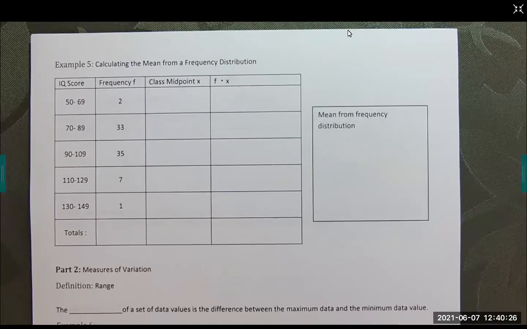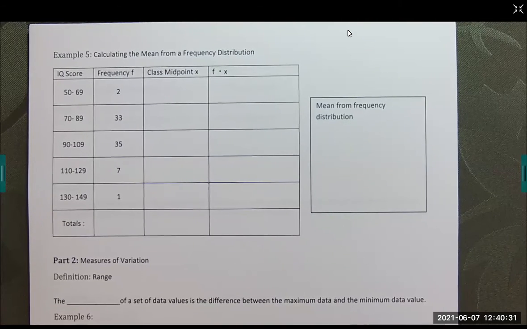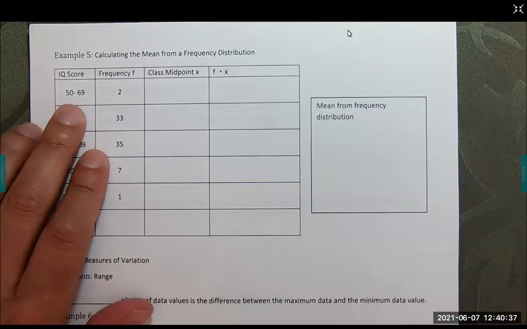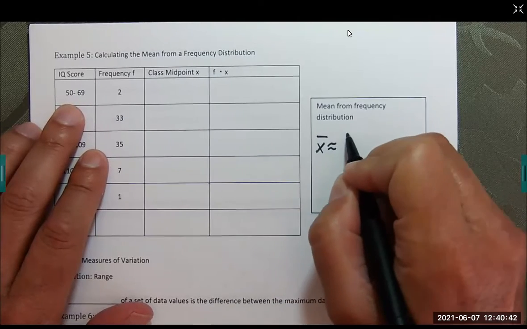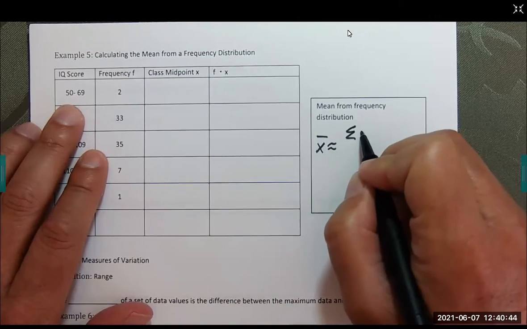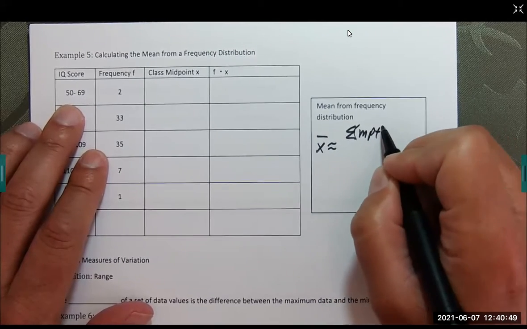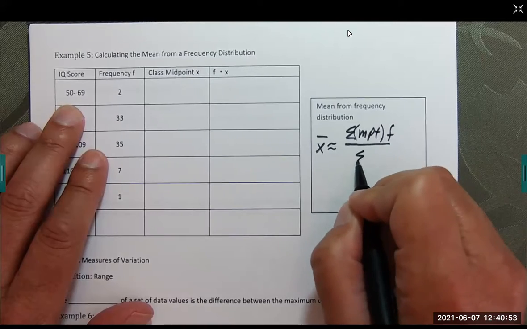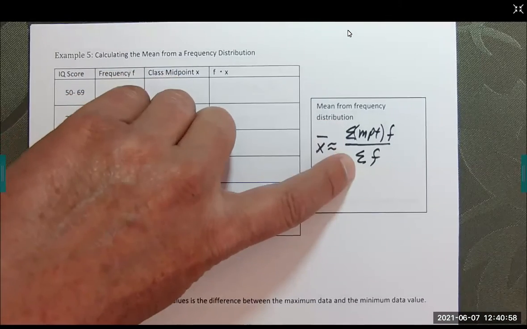And lastly, what if we have a frequency distribution table? Well, no problem. We need the class midpoint. The mean is the sum of the midpoint times the frequency, divided by the summation of the frequency. Again, this is the Greek capital letter sigma, and it means to add up.